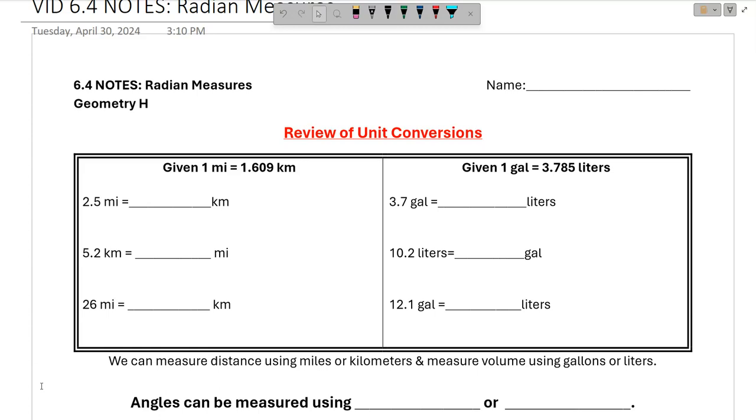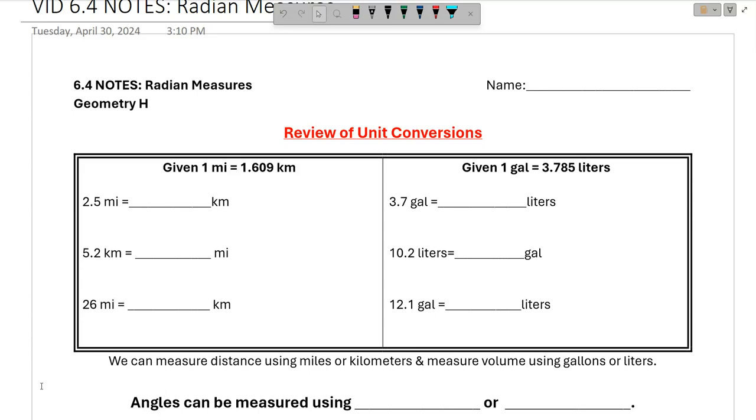We are going to talk about radians, a different and more efficient way, in the big picture, of how to measure angles. So we have a few things to get started with. First off, I want to talk about unit conversions because we're essentially learning a brand new unit. We've learned how to measure angles in degrees, and now we're introducing this new unit.